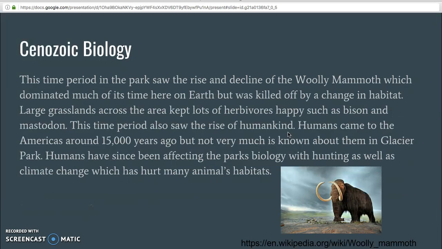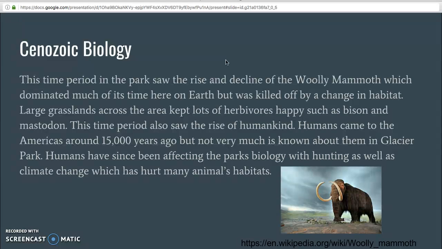This time period in the park saw the rise and decline of the woolly mammoth, which dominated much of its time here on Earth, but that slowly was killed off by change in habitat. Large grasslands across the area kept lots of herbivores happy, and bison and mastodon as well.